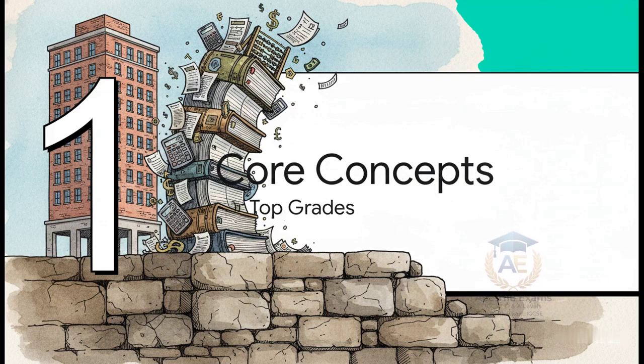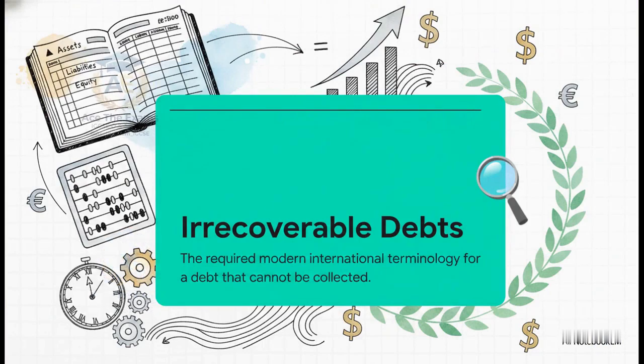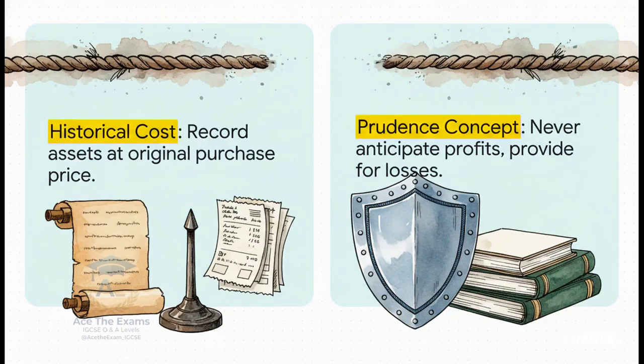We need to establish some absolute non-negotiable rules right off the bat. First up, terminology. The syllabus has completely transitioned to modern international terminology, and you have to keep up. You must use specific phrasing, like irrecoverable debts for a debt that simply cannot be collected, and owner's equity with literally 100% accuracy. If you're still using outdated terminology in your answers, my red pen is coming out and I will dock points. You've got to use the correct vocabulary, all while maintaining that fundamental accounting equation, assets equal liabilities plus equity, at all times during the fiscal period. No exceptions.